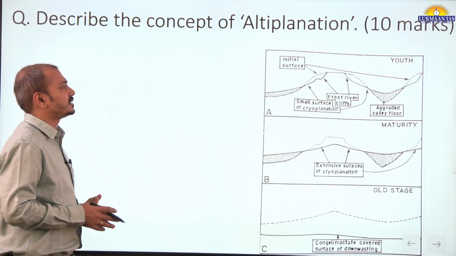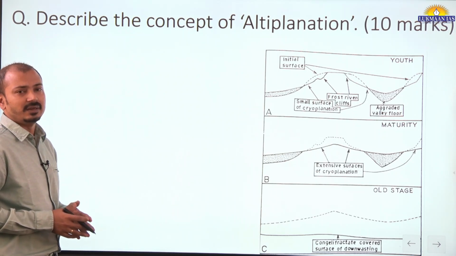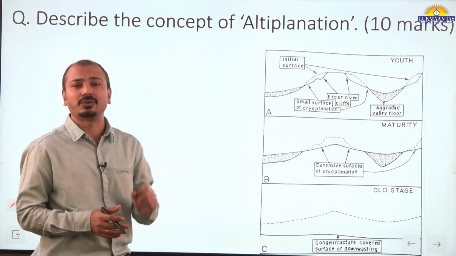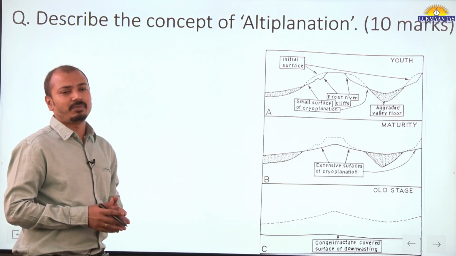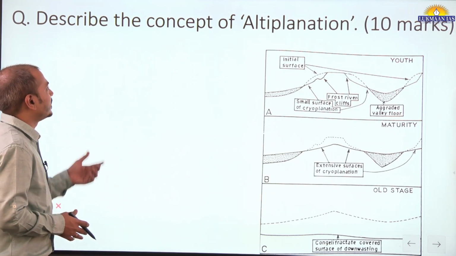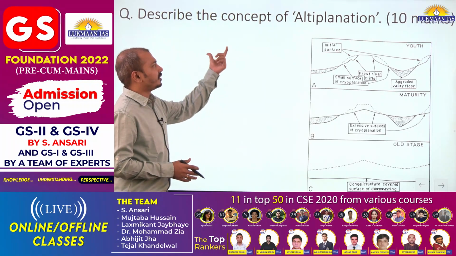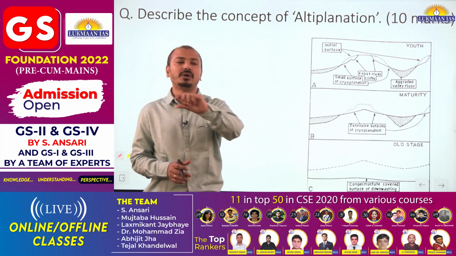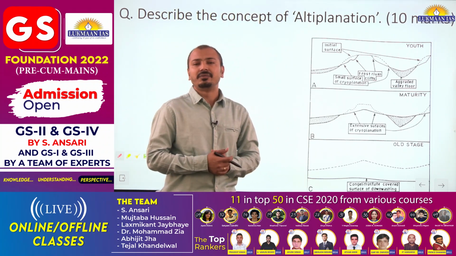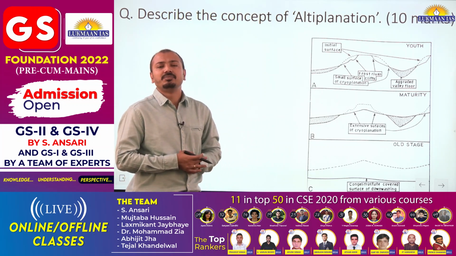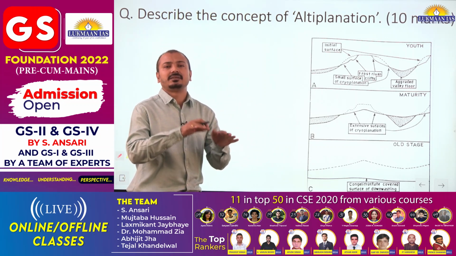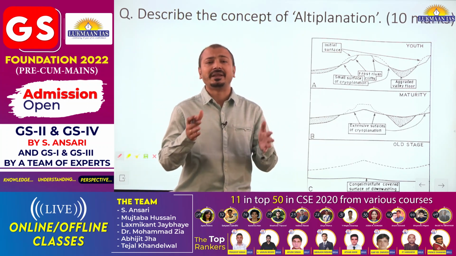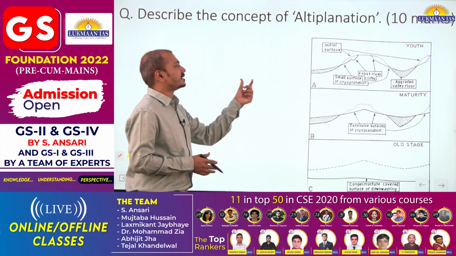First of all, let's understand what is to be written in the answer. As it is a 10 mark question, 150 words, a small introduction and conclusion is required, with the important part as the body part. So start with the introduction: define altiplanation in 1 or 2 lines. You can define the term, or simply say that it is an important landform of periglacial regions.